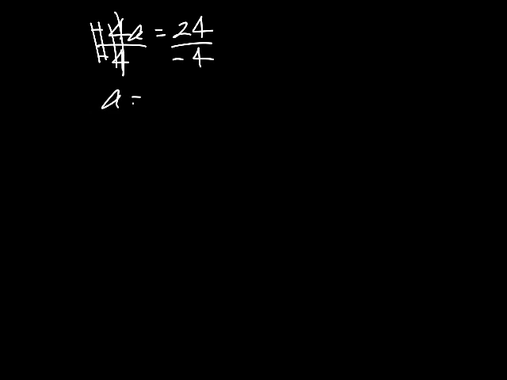So remember, when you divide by numbers with different signs, a positive 24 and a negative 4, you get a negative answer. A negative times a positive is a negative, divided by a positive is a negative. 24 divided by 4 is 6, and you're done. All right, if we had something like this.